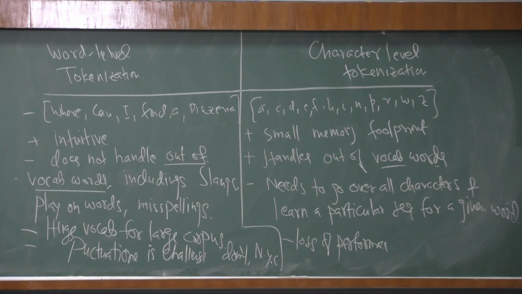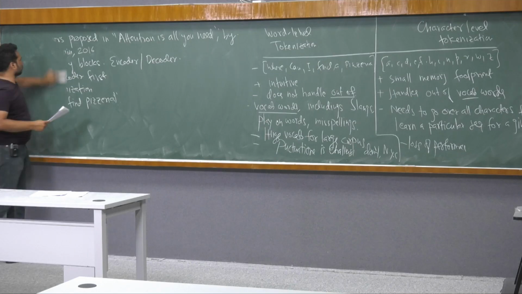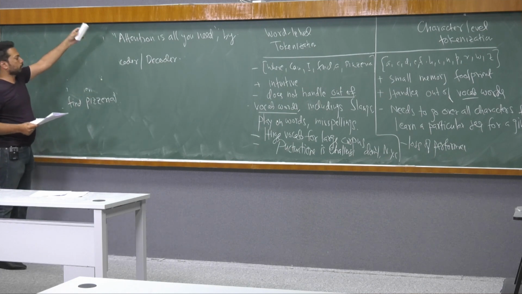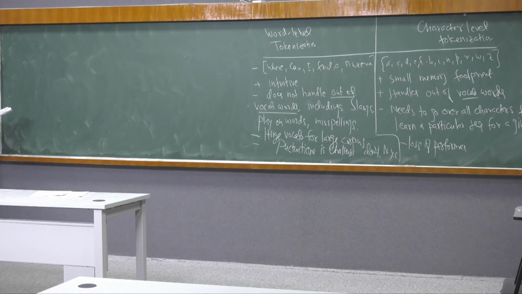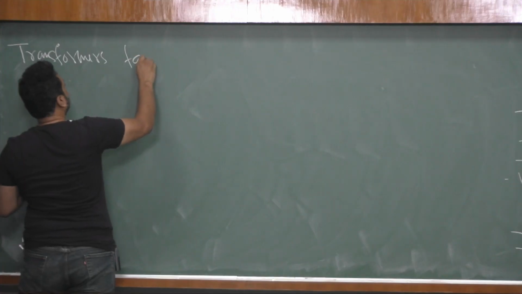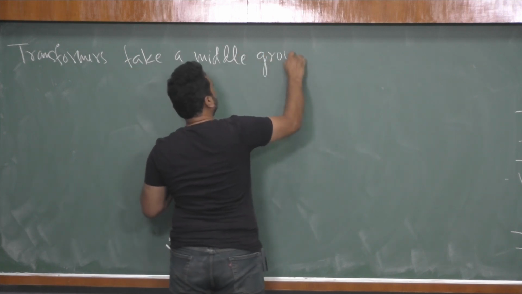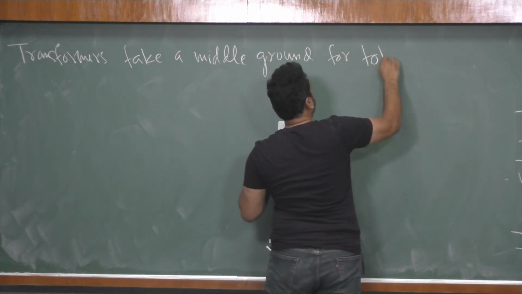So what modern day language models use is something called subwords. That's also used by the paper that introduced transformers. There are more authors, by the way, here. I believe there are 5 or 6 more authors; I have not listed them all. So transformers take a middle ground for tokenization.